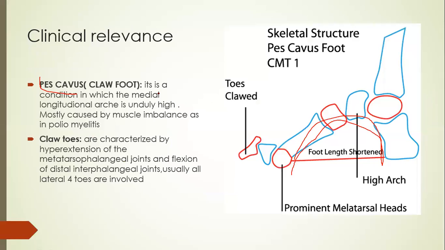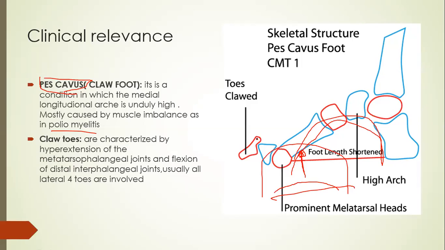What is the clinical relevance? Pes cavus or claw foot. It is a condition in which the medial longitudinal arch is unduly high. A normal arch versus an unduly high one, with increased distance from the plantar surface to the floor, mostly caused by muscle imbalance as in poliomyelitis. Claw toes are characterized by hyperextension.